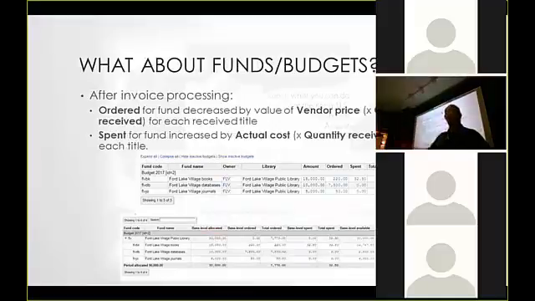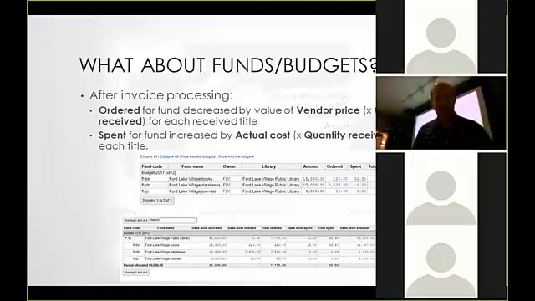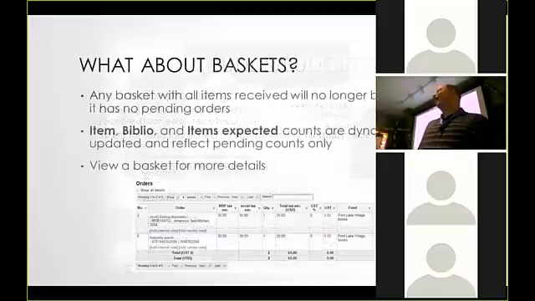What happens on the funds and budget side? Guess what? Unencumbered funds: the amount of funds unencumbered is decreased by the vendor price times the quantity received. Similarly, spent funds increase by the actual cost times the quantity received. Like any proper encumbrancing system, the net effect is against encumbered funds.